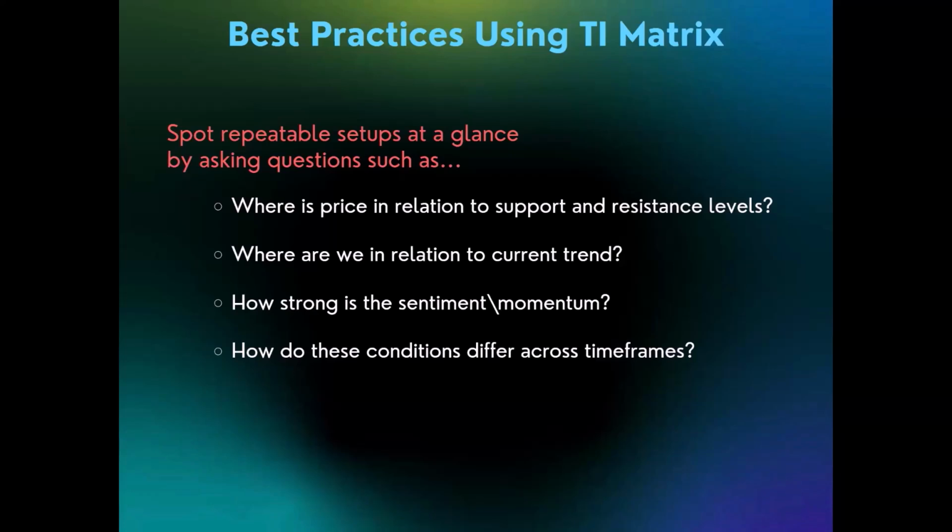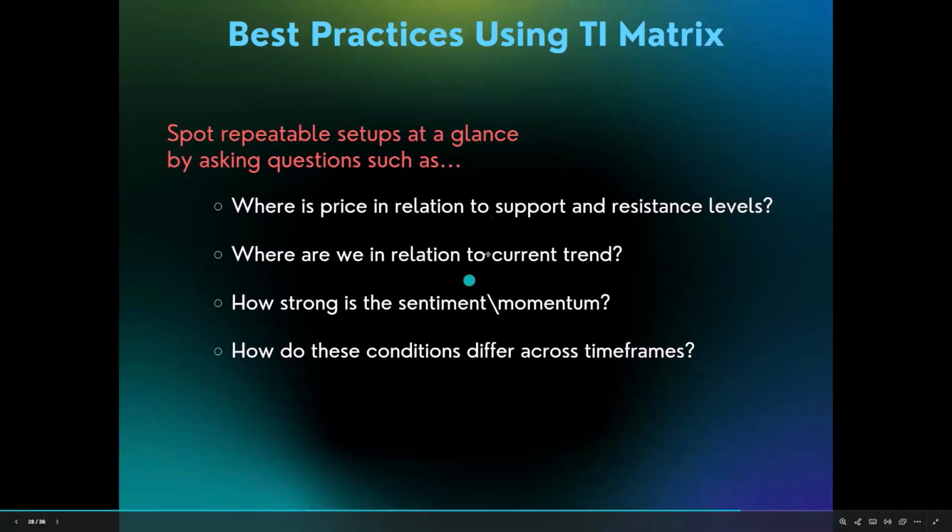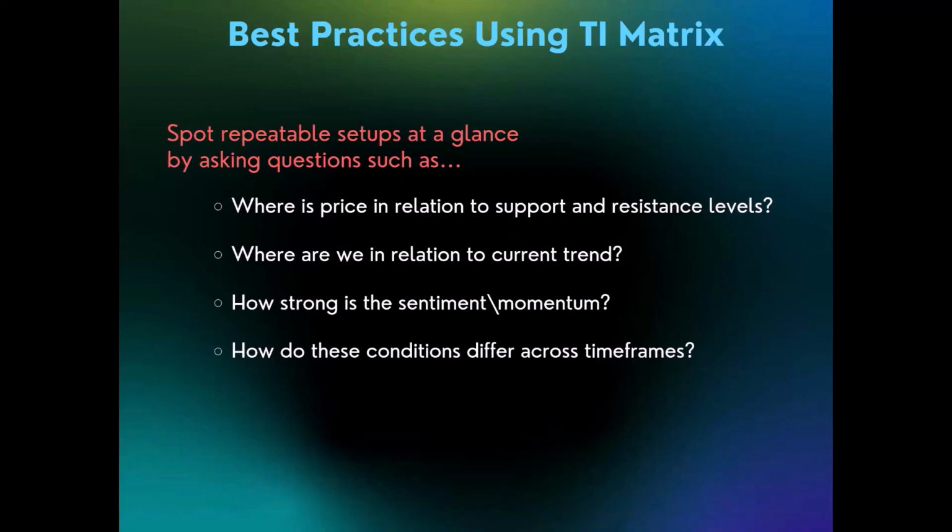Some questions you can ask yourself are: where is price in relation to support and resistance levels? I think this is one of the most important ones. Then, where are we in relation to current trends, so the volume weighted moving averages? How strong is the sentiment or the momentum? And then, how do these conditions differ across time frames?